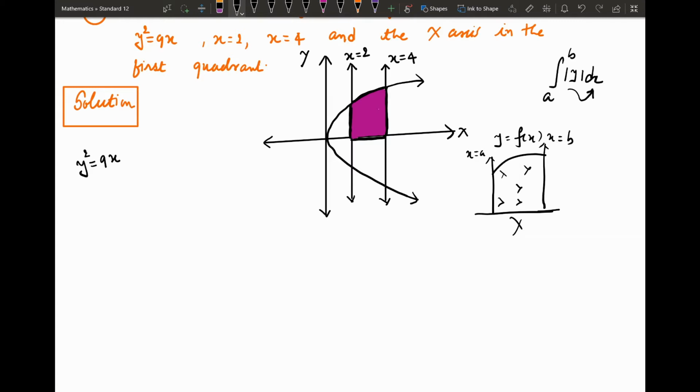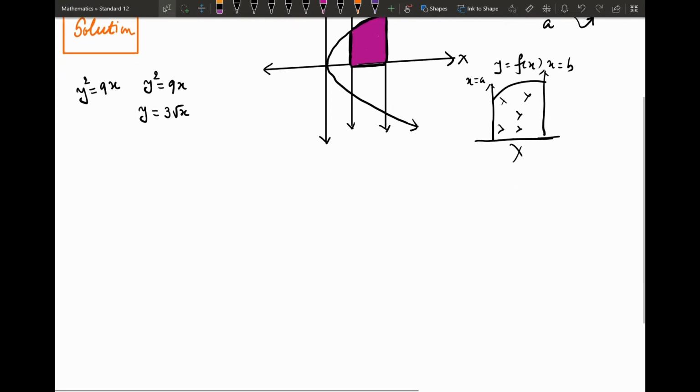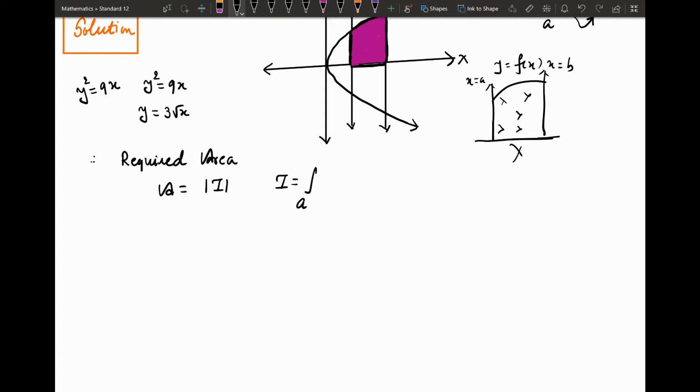So from the equation y square equal to 9x, y equal to 3 root x. In first quadrant y is positive, so we have taken the positive square root, and as a to b, the limit will be 2 to 4, therefore required area A equal to mod integral a to b y dx.